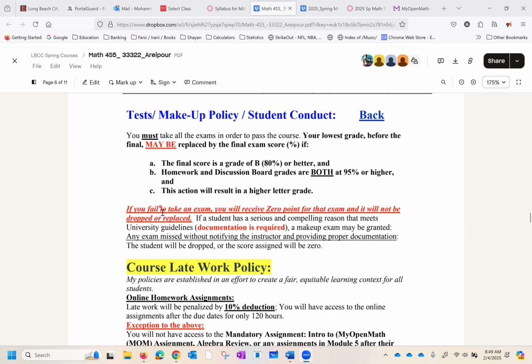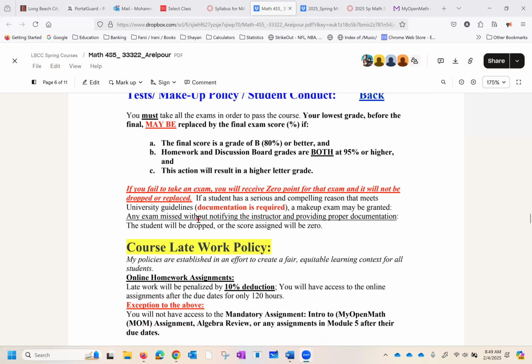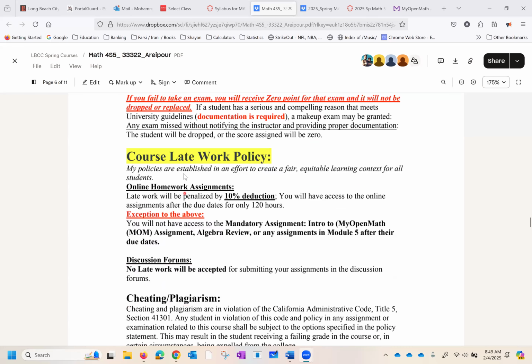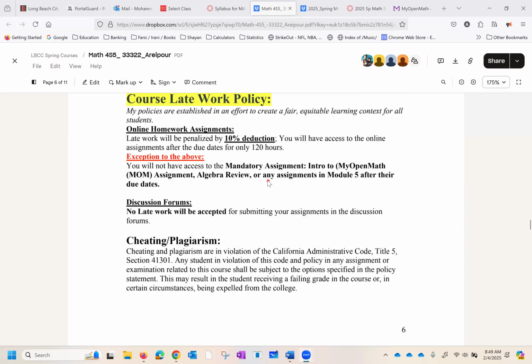Now, if you fail to take an exam, you will receive 0 points for that particular exam, and it will not be dropped or replaced. So you don't want to miss any of the exams. The course late work: there is a possibility for late work and late pass as far as your homework assignment is concerned, with a 10% deduction. I highly recommend you avoid that because on a normal basis and based on my experience, students who use a late pass have a hard time catching up.